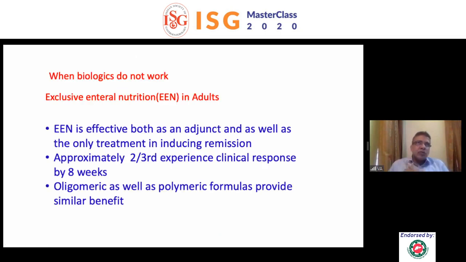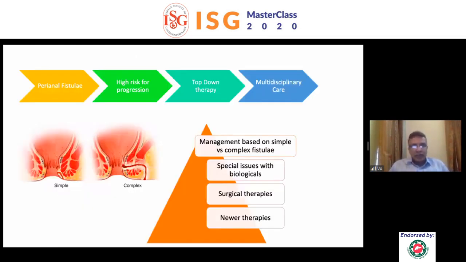If biologics do not work, it has been seen that exclusive enteral nutrition really does wonders. It can be given as exclusive or partial. It is effective in approximately 2/3 of such patients. It's a very good bridge for surgery. Both oligomeric formulas as well as polymeric formulas provide similar benefit.